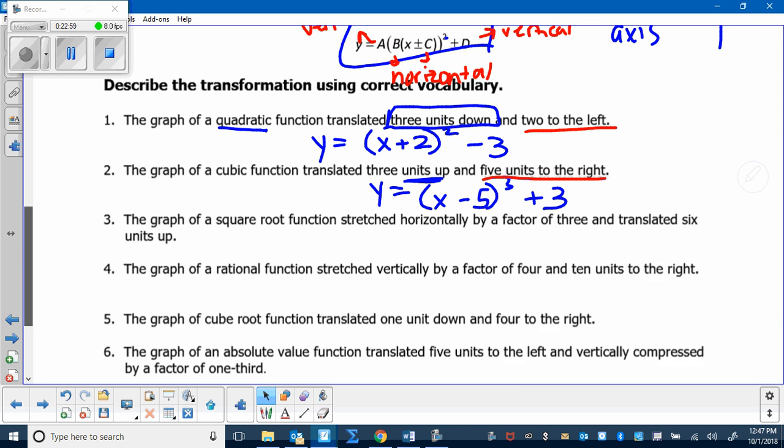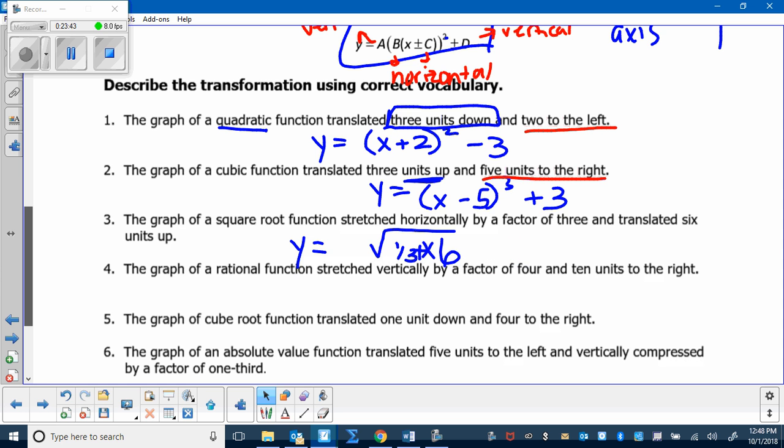This one says the graph of a square root function. So y equals square root x. Ooh, stretched horizontally by a factor of 3. Okay, so I need some space in front of my x. If I'm stretched by a factor of 3, it has to be opposite what you think. So that has to say 1/3 x, because a stretch has to be a fraction on the inside. And then it's got to be translated 6 units up. Guys, up is vertical. That has to be outside of your square root. So if you write plus 6 at the back, that's beautiful.